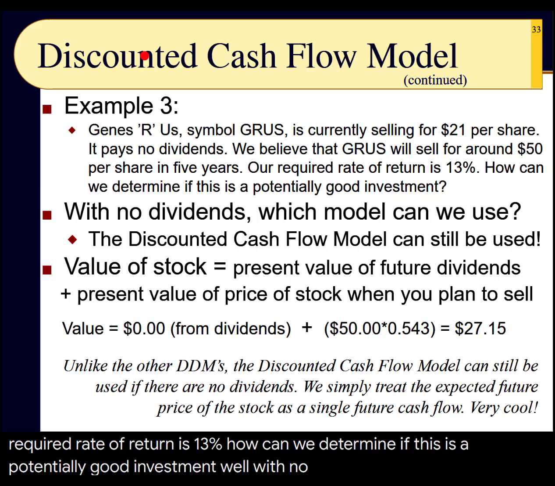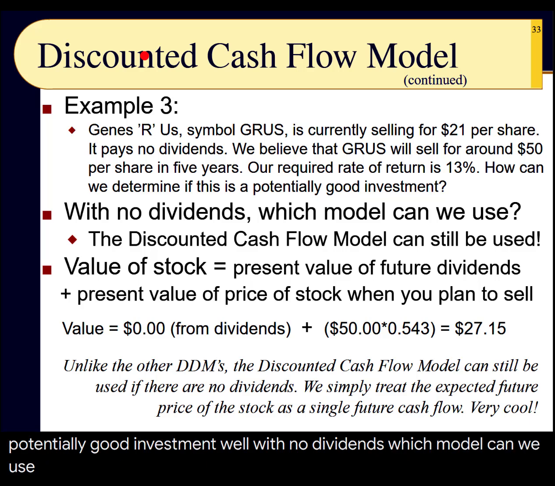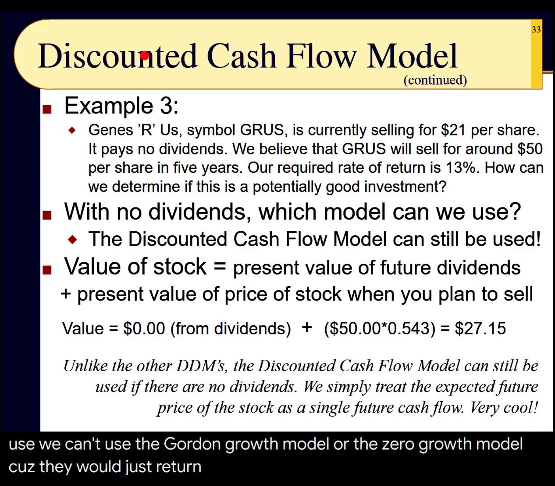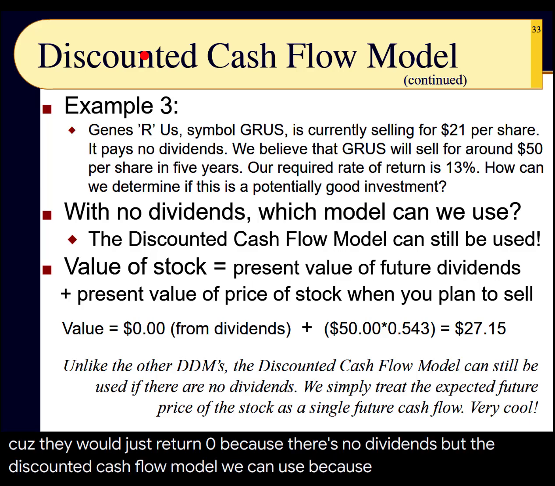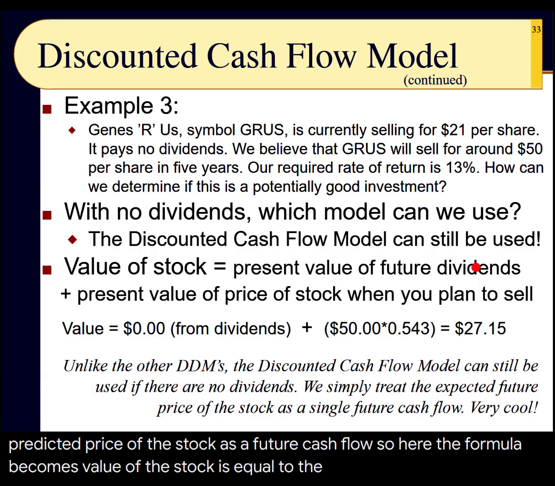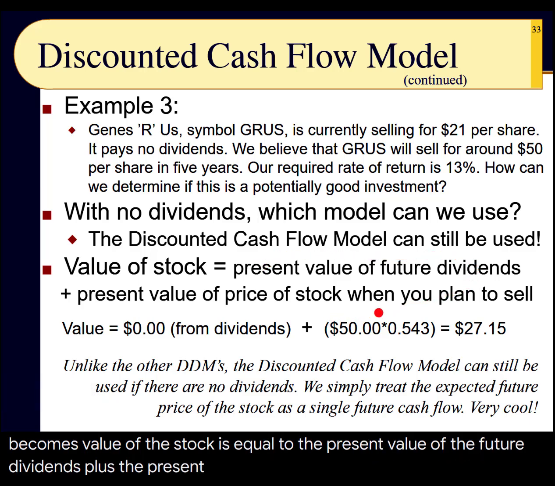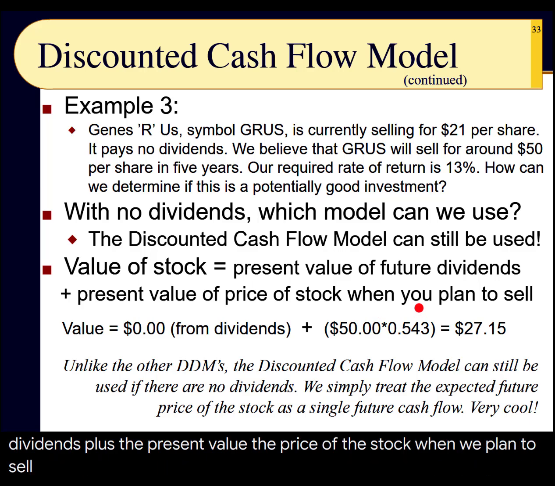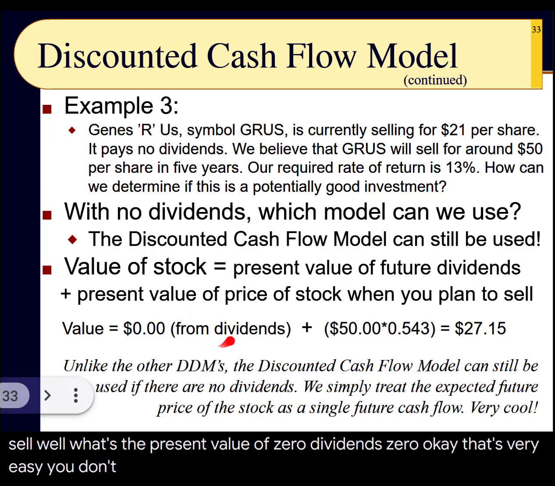Well, with no dividends, which model can we use? We can't use the Gordon growth model or the zero growth model because they would just return 0 because there are no dividends. But the discounted cash flow model we can use because we can use the future predicted price of the stock as a future cash flow. So here the formula becomes value of the stock is equal to the present value of the future dividends plus the present value of the price of the stock when we plan to sell. Well, what's the present value of 0 dividends? 0. Okay, so that's very easy. You don't need to do the left side because it's 0.